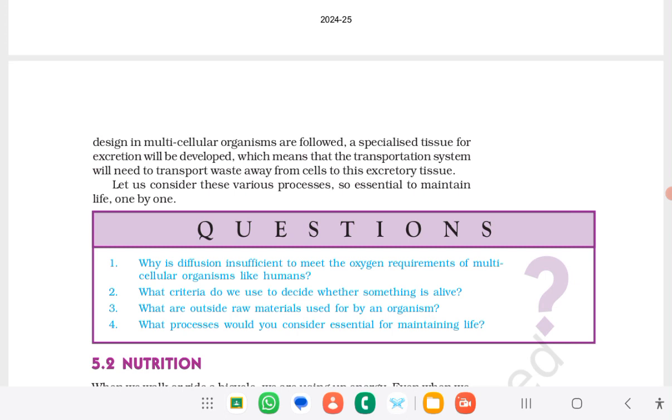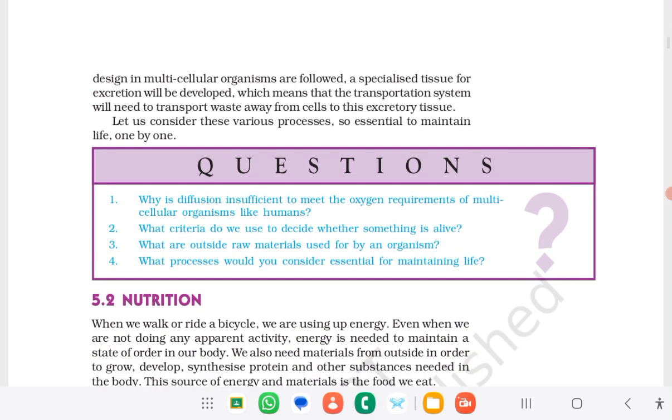Let's consider these various processes so essential to maintain life one by one. Number one is nutrition.